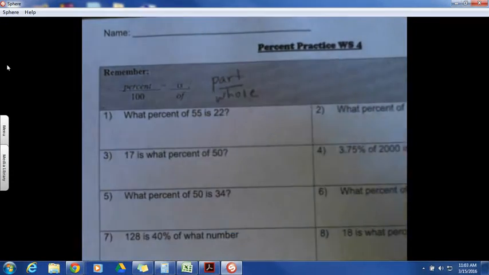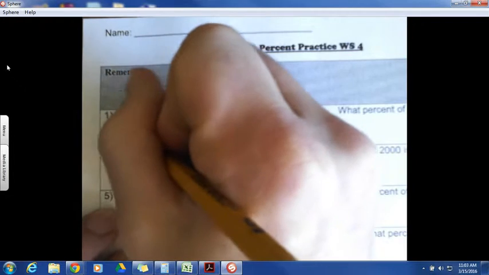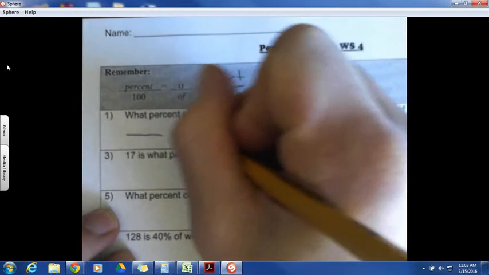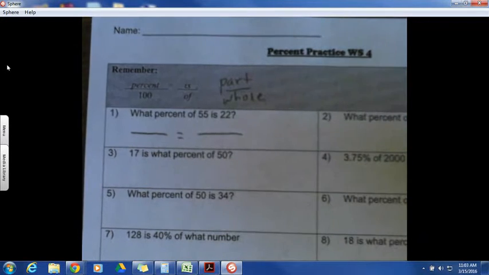So let's try number 1. So again, we're going to use proportions to solve these. So the equation method isn't going to work for all of these. So for these percent word problems, you are going to have to use proportions, which you should all be very familiar with at this point.